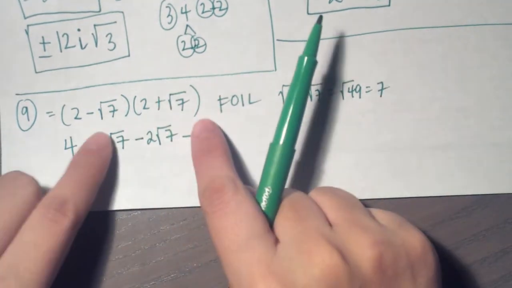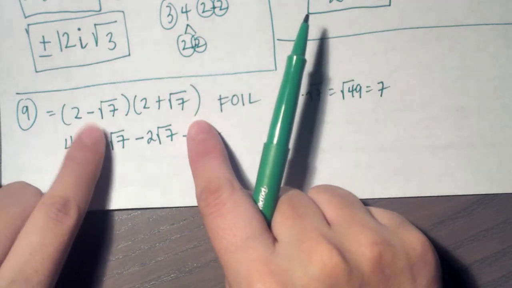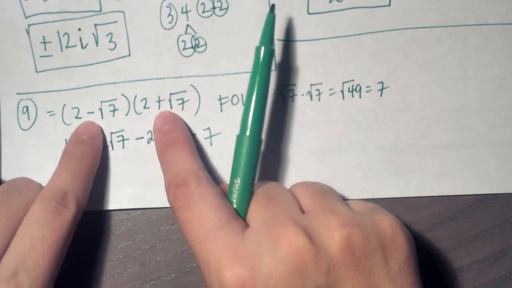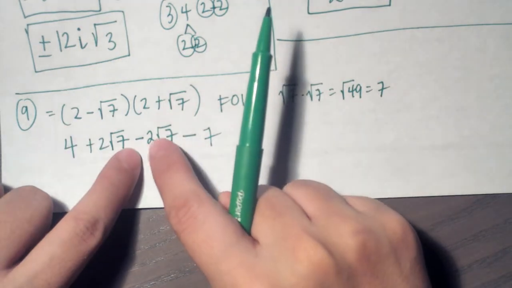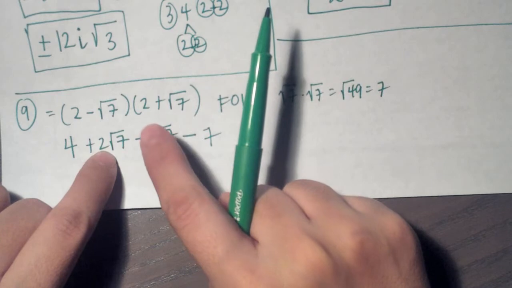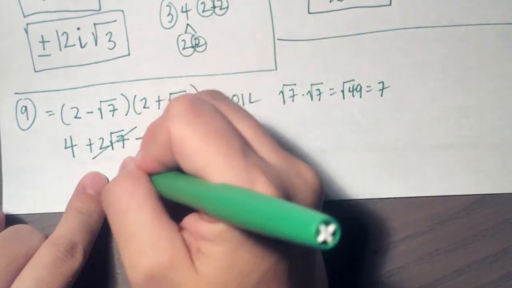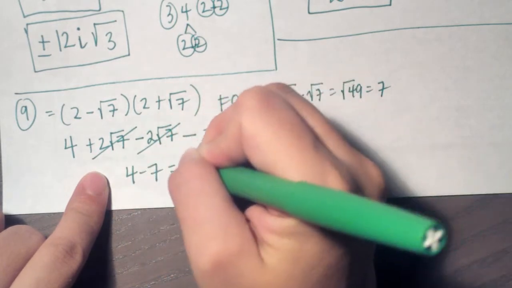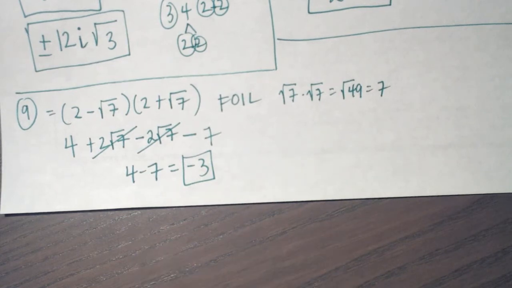Now, these guys are conjugates of each other. If you guys remember the definition of a conjugate, you change the sign in front of the radical. So this was minus and this was plus. The whole point of a conjugate is so it cancels out your square root. So the two inside terms are going to cancel. You have positive 2 square root of 7 and negative 2 square root of 7. So these guys will cancel. So I get 4 minus 7, which gives me negative 3. Now I have a nice real number, it's not an imaginary number.